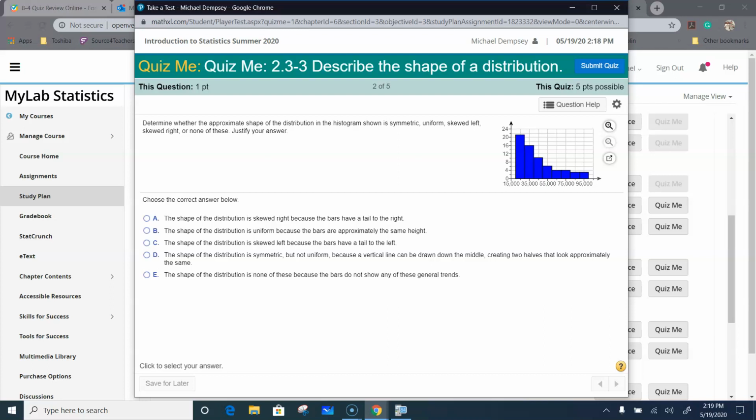This one here is going to be skewed to the right. The shape of the distribution is skewed right because the bars have a tail to the right. That is the correct way of describing that shape.